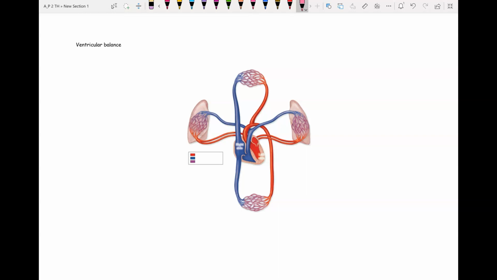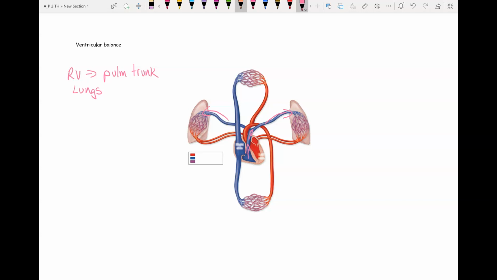Ventricular balance. This relates to cardiac output. So remember before we said that your right ventricle has a cardiac output into the pulmonary trunk. This blood then ends up going to the lungs to get oxygenated. So this is part of the pulmonary circuit. So here is your right ventricle pumping into the pulmonary trunk. This splits through the pulmonary arteries to go to the lungs.